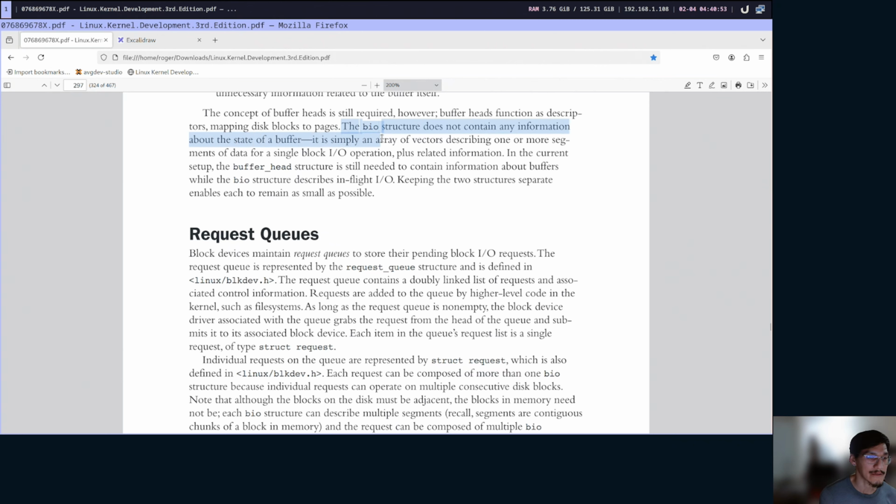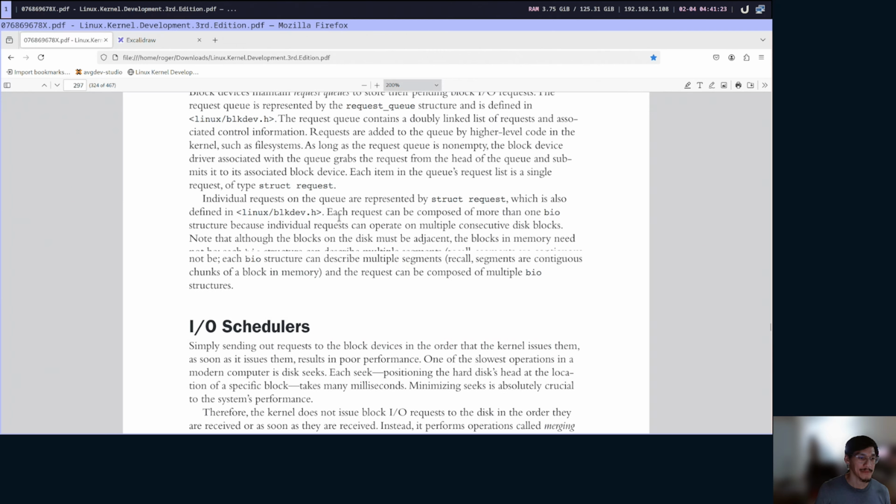It simply is an array of vectors describing one or more segments of data for a single block I/O operation, plus related information. So it doesn't really perform anything. It's just describing an I/O operation. In the current setup, the buffer head structure is still needed to contain information about buffers, while the bio structure describes in-flight I/O. Keeping the two structures separate enables each to remain as small as possible.